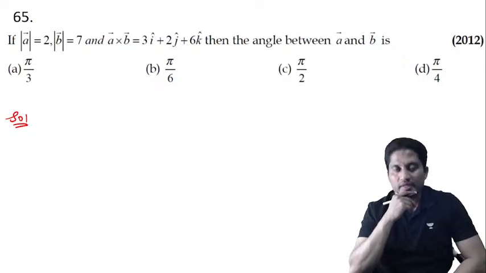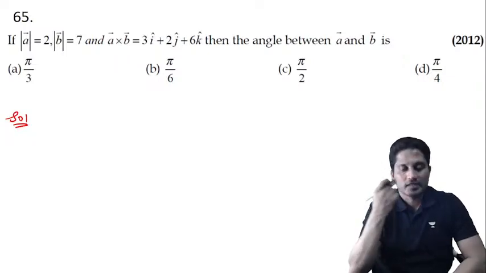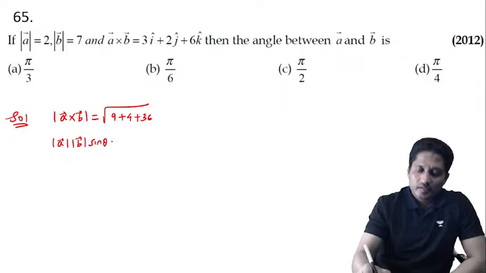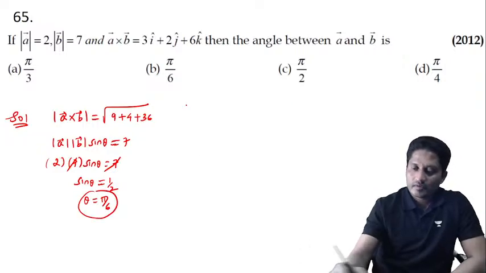I'm supposed to find the angle between A and B, right? Mod A, mod B, sine theta. Yes, modulus of A cross B is equal to root of 9 plus 4 plus 36. Mod of A cross B is mod A into mod B into sine theta. And root of 49 is 7. Modulus of A is 2. Modulus of B is 7 into sine theta is equal to 7, right? So 7 and 7 cancel. Sine theta is half. Theta should be equal to pi by 6. Answer is option B.